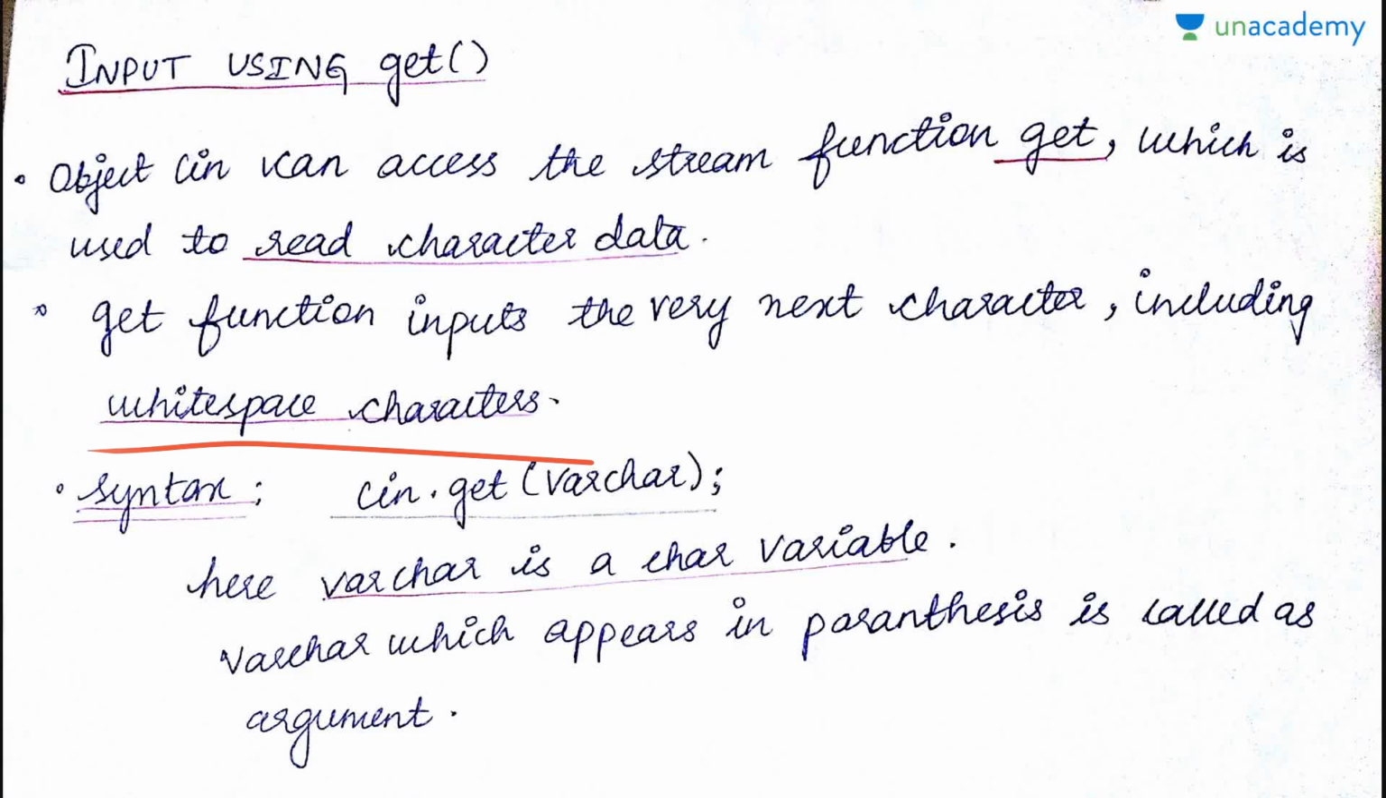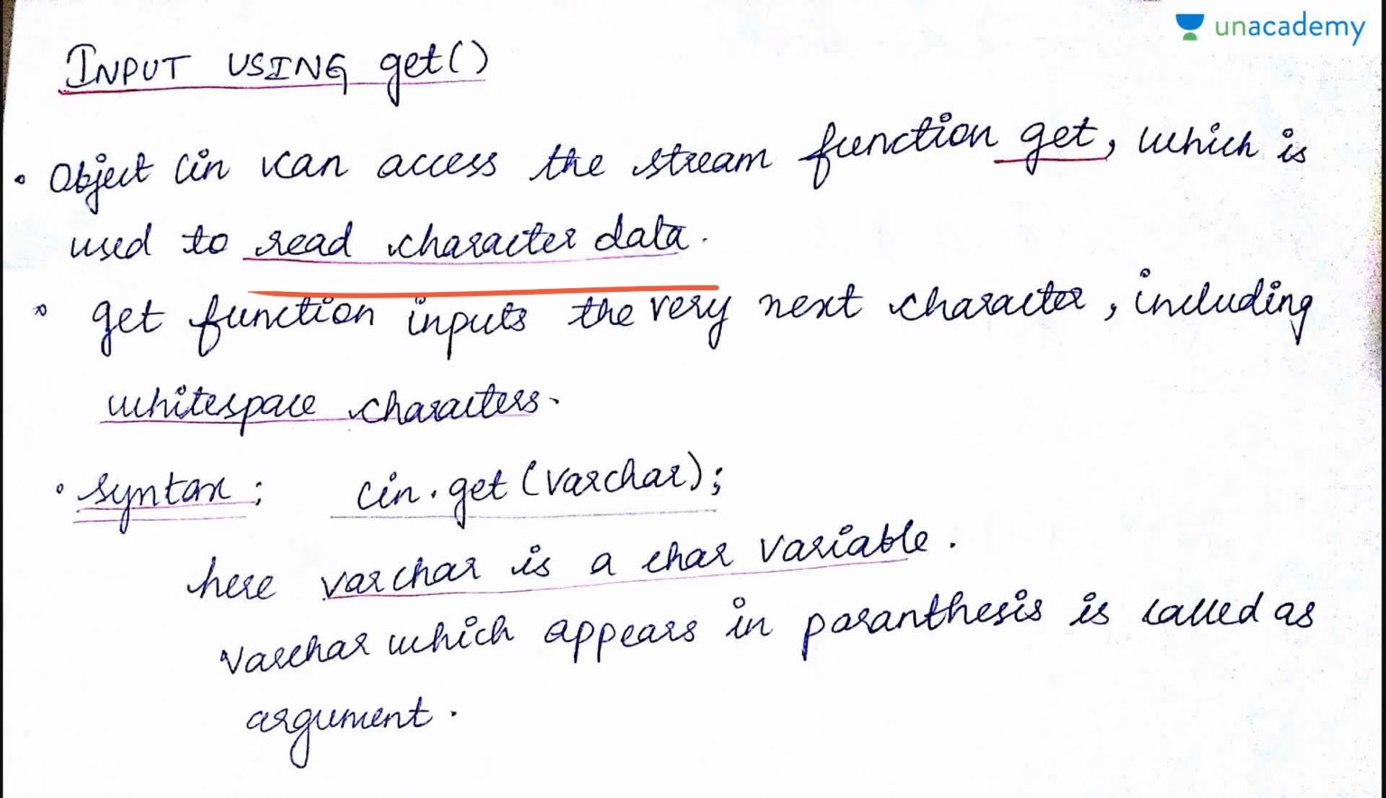Let us see the syntax of the get function. For the syntax, we have cin followed by get. Because get is a function, you call it from cin. Hence you have cin.get, and within parentheses you have varchar. What is varchar here? Var stands for variable, char stands for character, so it means a character variable. Hence we said it should read only character data.